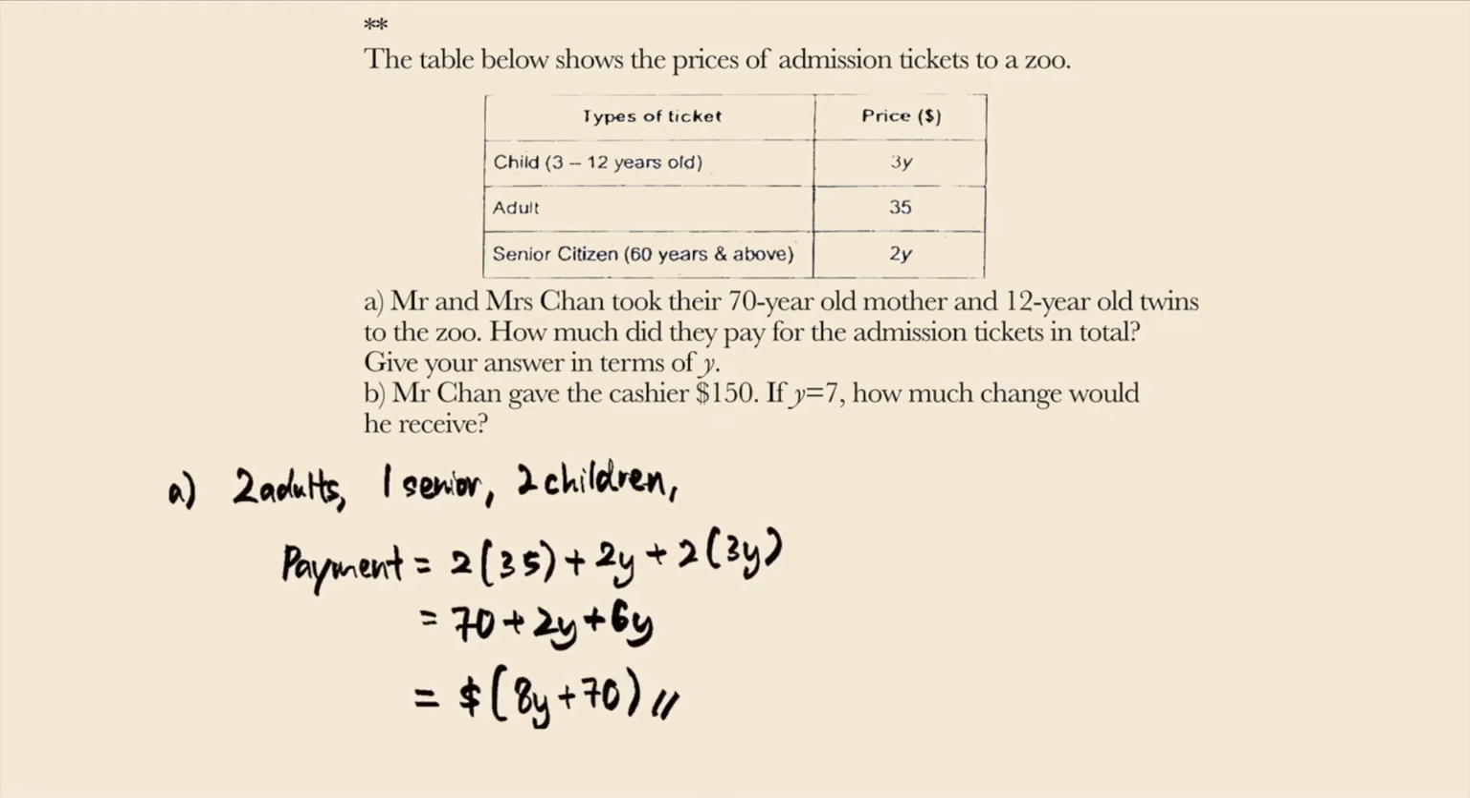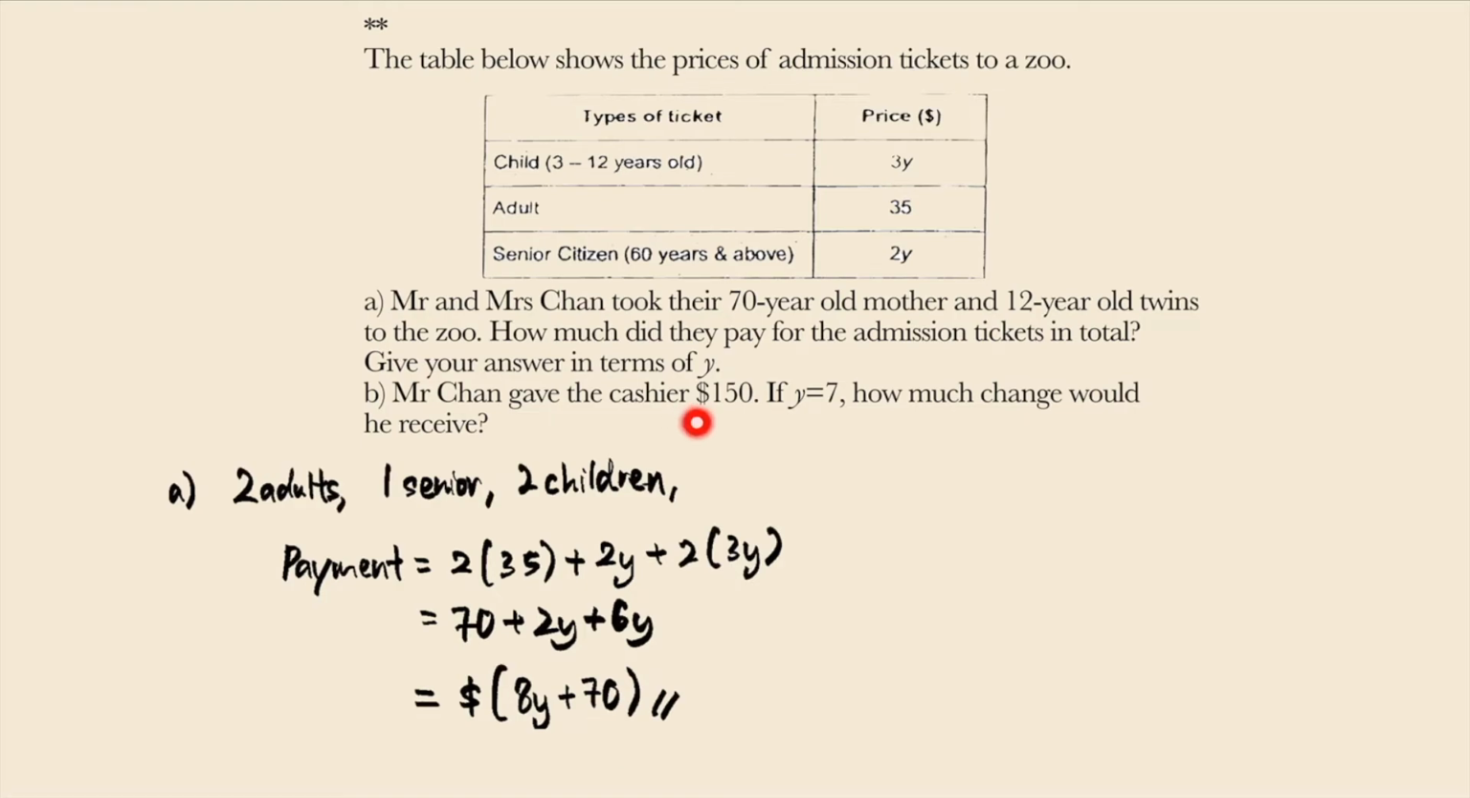Well, the first thing would be to recognize what you're dealing with. 2 adults, 1 senior, 2 children. So 2 adults, 1 senior citizen, and 2 children. Sum up the terms here and you will get this.